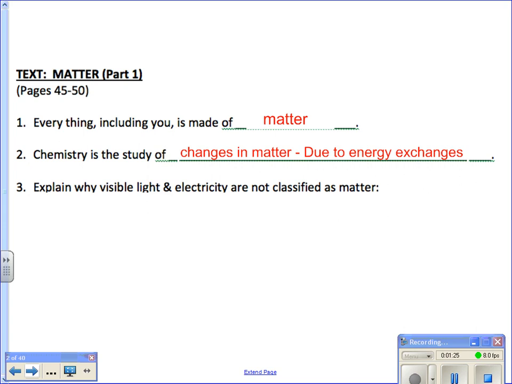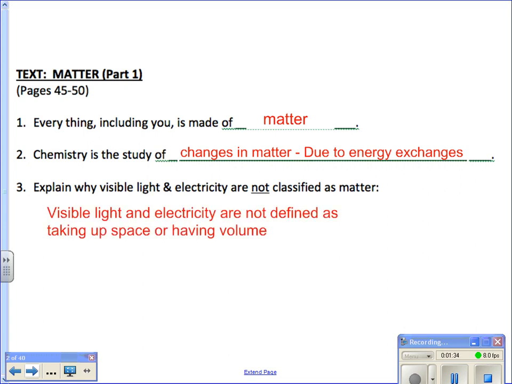Explain why visible light and electricity are not classified as matter. Well, visible light and electricity are not defined as taking up space or having volume. Visible light is made up of high-speed photons, which we'll discuss later, and electricity is high-speed moving electrons. Since they're not in any given spot at any given time, they are not classified as matter or having volume and taking up space.